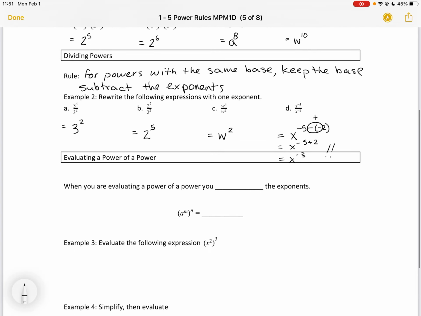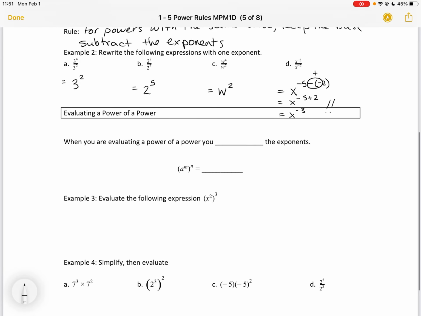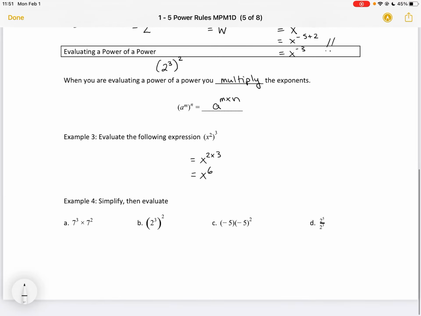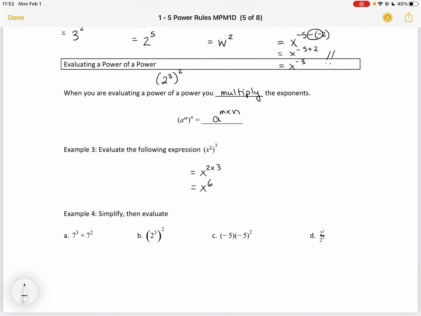The last rule that you should be familiar with is evaluating a power of a power. So that would be something that looks like this. When you're evaluating a power of a power, you're going to multiply the exponents. So in general, that's going to look like this. So let's evaluate the following expression here. X squared to the exponent 3. So what we're going to do is keep the base, and we're going to multiply those exponents to give us x to the 6.